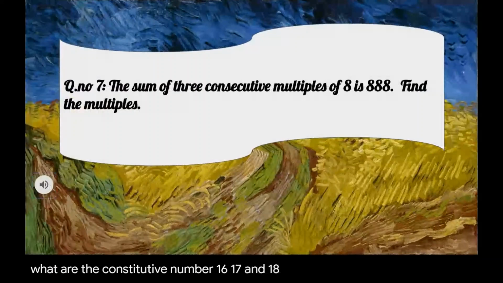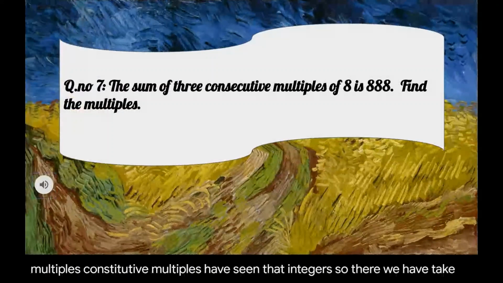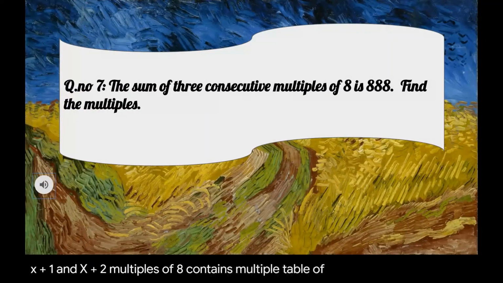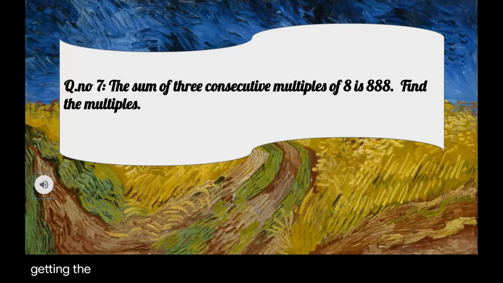Next is question number 7. The sum of three consecutive multiples of 8 is 888. Find the multiples. Here it is given consecutive multiples, isn't it? In question number 6, we have seen consecutive integers. So there we have taken x, x plus 1 and x plus 2, like that, isn't it? Here but we have to take the multiples of 8, continuous multiples, here the table of 8. Clear? So now see how we are getting the equation.